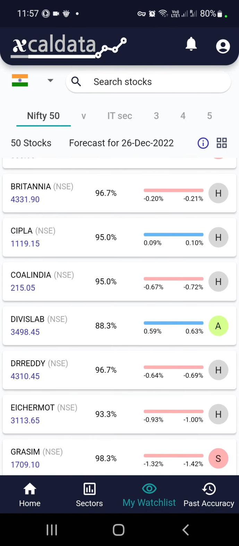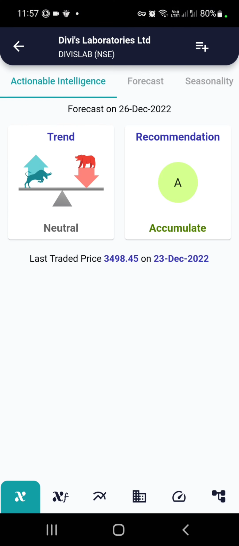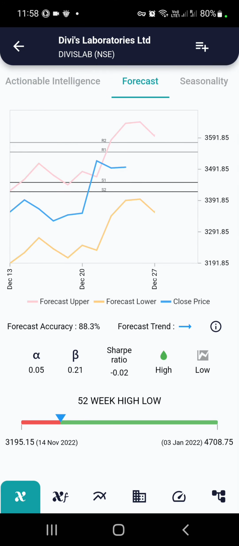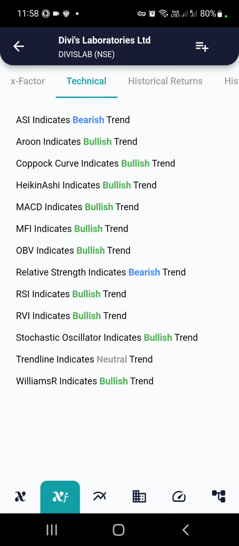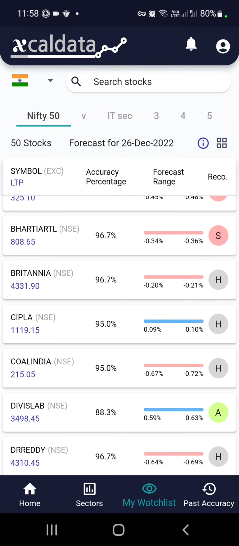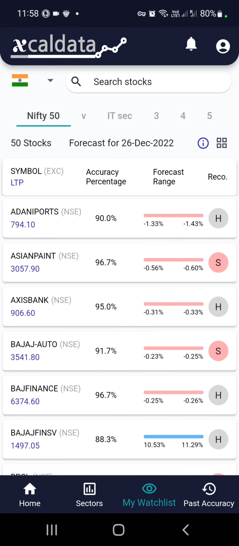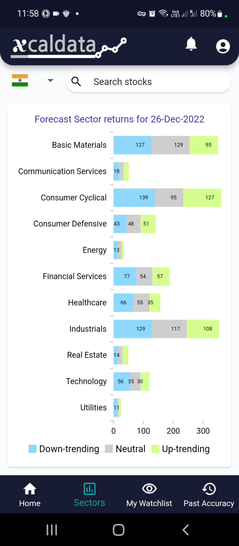So you have Divi's Lab, which is an accumulate for tomorrow. You can see the forecast, you can see the XF, you can see the technicals. So that's an overview of the watch list as well. You can see all the sectors, how the sectors are forecast to perform tomorrow. This is how it is likely to be. So it gives a basic view that the market is going to be a little dull tomorrow. It's likely to be neutral.